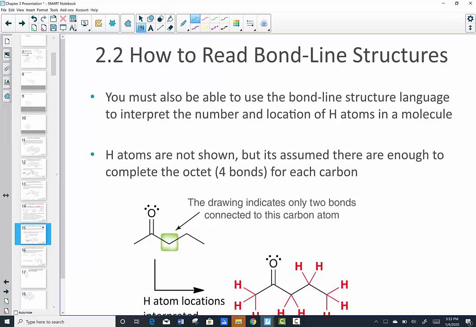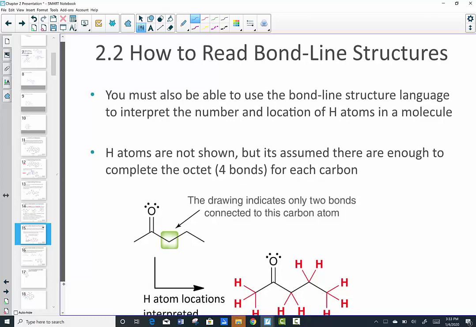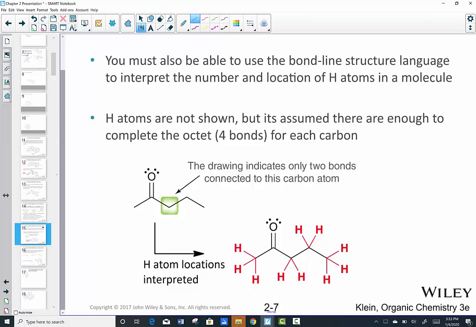That's what this one is saying. Notice that here, if you look at this bond line structure, here's how to interpret it. They're saying, let's just examine this particular carbon for a moment. That carbon has two bonds leading out to other carbons. Therefore, the other two bonds that aren't denoted in the structure, but assumed to be there, are indeed hydrogens.